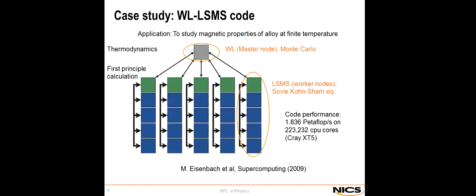So to study the finite temperature behavior of a magnetic system, let's say iron, basically you want to combine the thermodynamics calculation with the first principle calculation. So this code is doing exactly that. It has a common architecture. You can see for parallel code, it has a master node which does thermodynamics, and worker nodes doing the first principle calculation. This code achieves amazing performance on ORNL's supercomputer. As you can see, this code actually won the best performance award for high performance computing code.